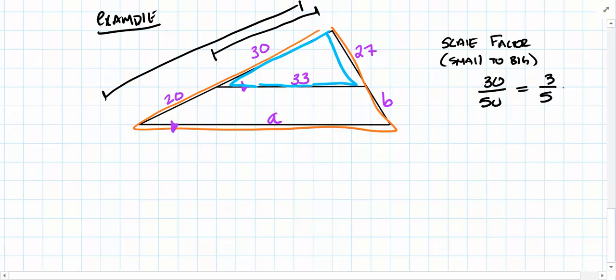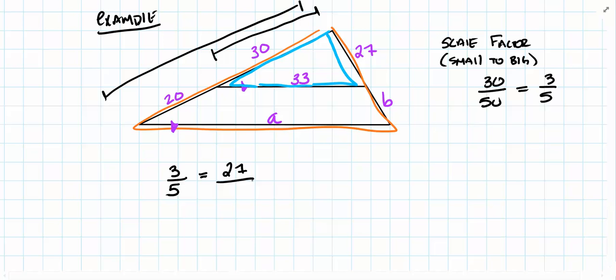That's going to help us out. So now we have to solve for A and we have to solve for B. Let's solve for B first on the side. We know that 3 to 5 is our scale factor from small to big. So that has to equal the side of the small triangle that I know, 27. Now, what's the total length of the big one on the side there? 27 plus 27 plus B.